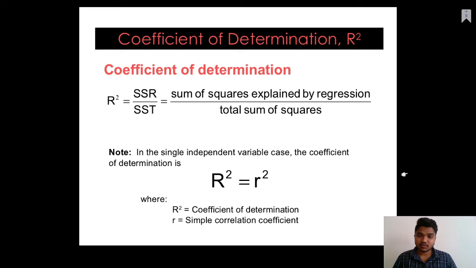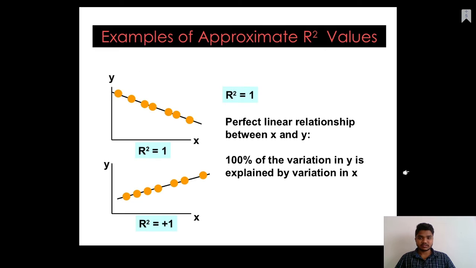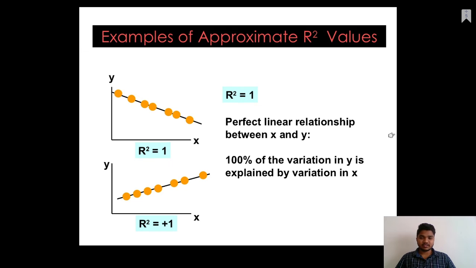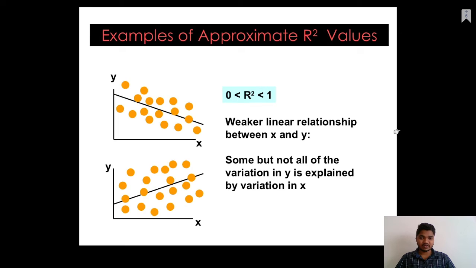And the coefficient of determination, that is R square. R square equals the sum of squares explained by the regression divided by the total sum of squares. In the single independent variable case, the coefficient of determination equals the square of the simple correlation coefficient. If R square equals 1, then it shows a perfect linear relationship between x and y, that is 100% of the variation in y is explained by the variation in x.